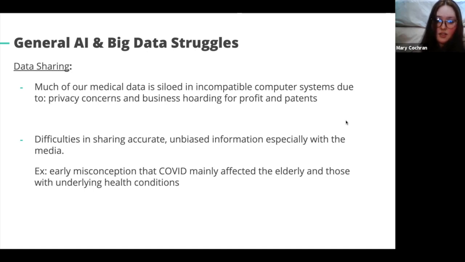There were also difficulties in getting out accurate, unbiased information. Early reports that COVID primarily affected older adults with underlying conditions led to younger people taking it and non-pharmaceutical interventions much less seriously than they should have, and contributed further to the spread of the virus.